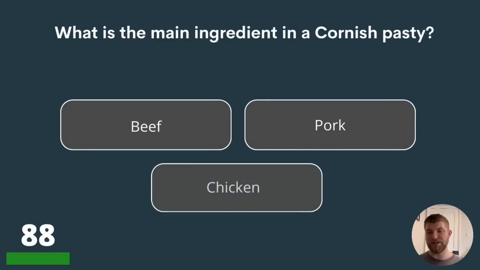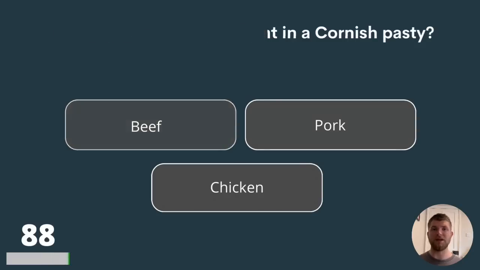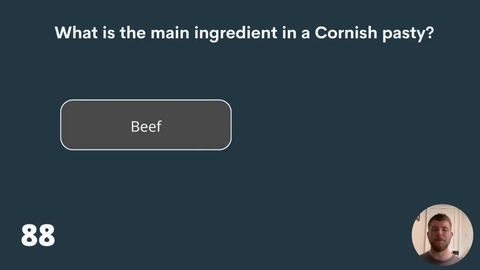What is the main ingredient in a Cornish pasty? Beef, pork, or chicken? You can have just about anything in a pasty, but a traditional Cornish pasty is beef.